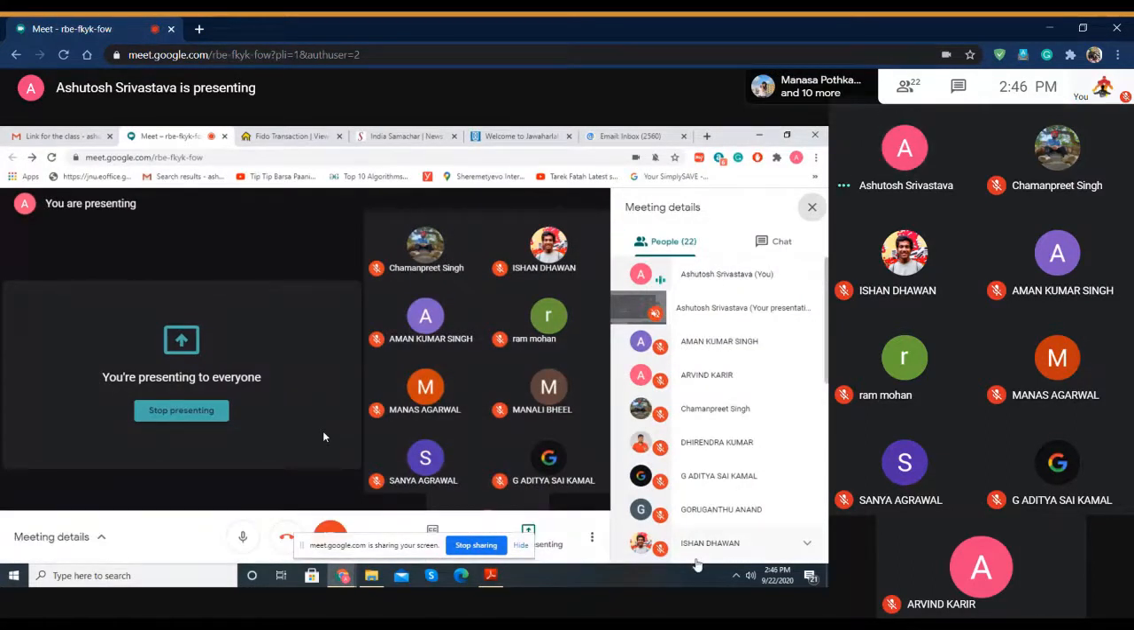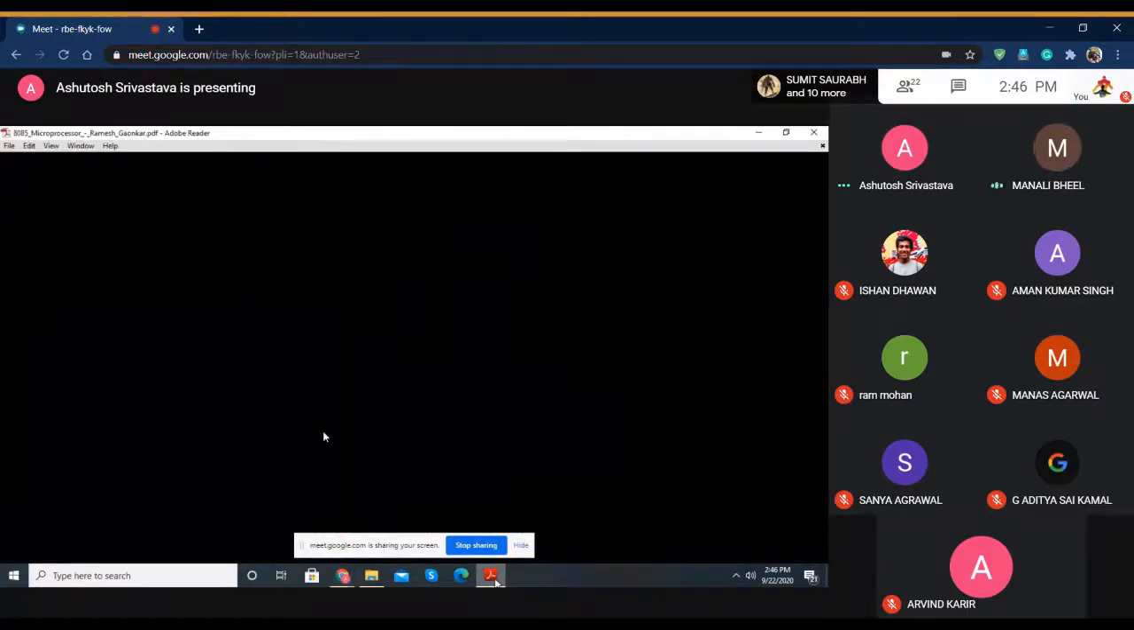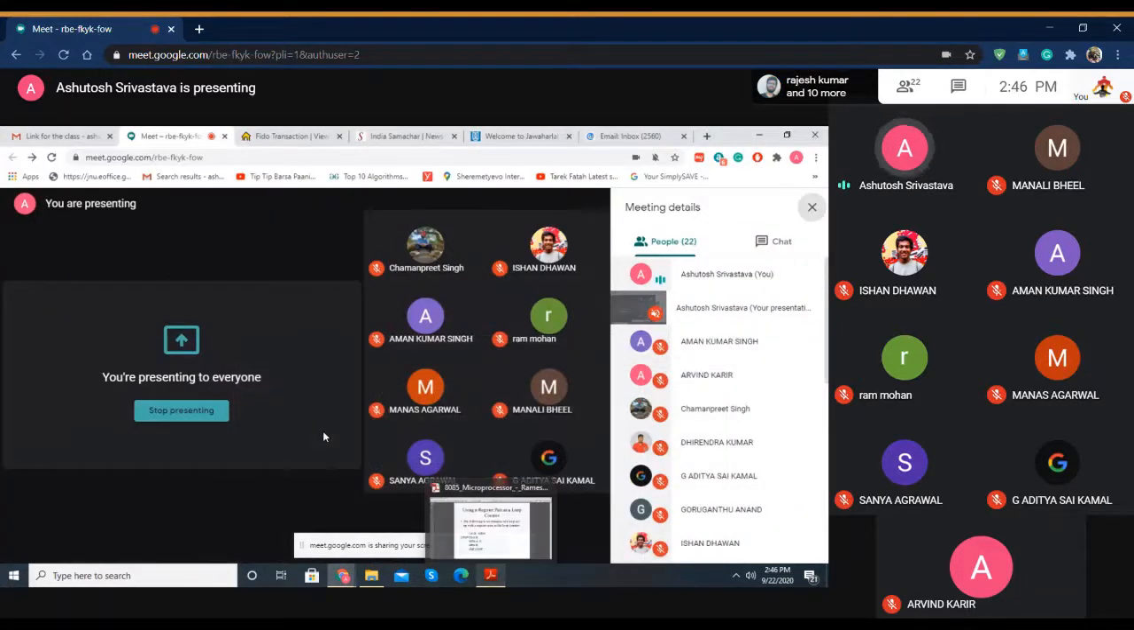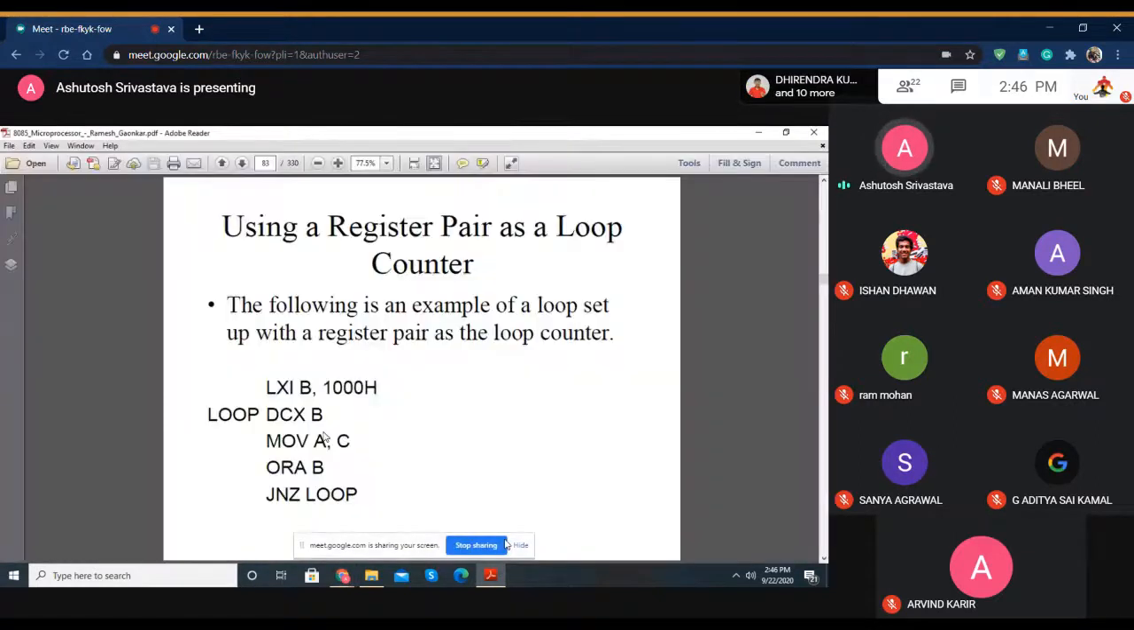Yes, Manali. Sanya, can you tell us what would be the value in your accumulator after the first loop has been executed? And after the fifth loop has been executed, let's do only these two. I think otherwise it will take a long time. All of you, please try. Let's just check it out.